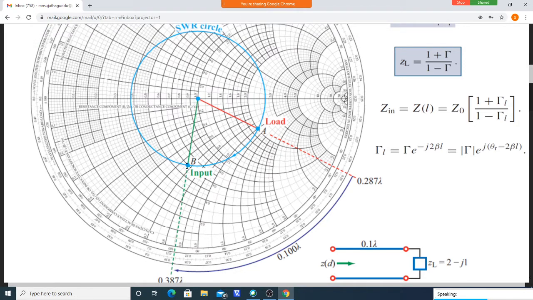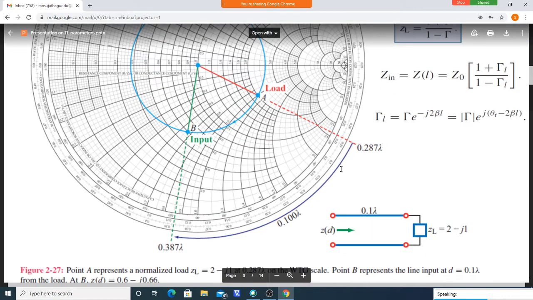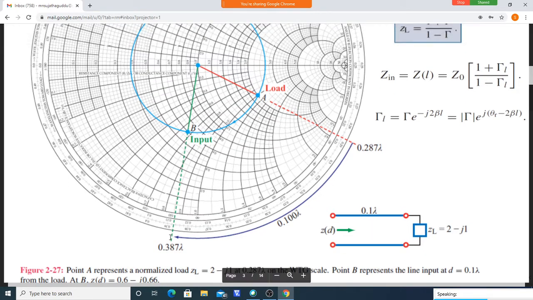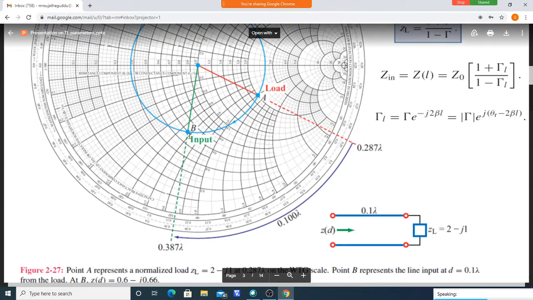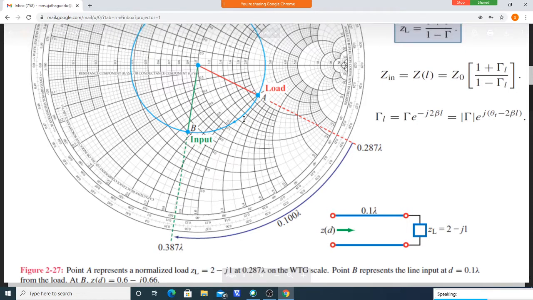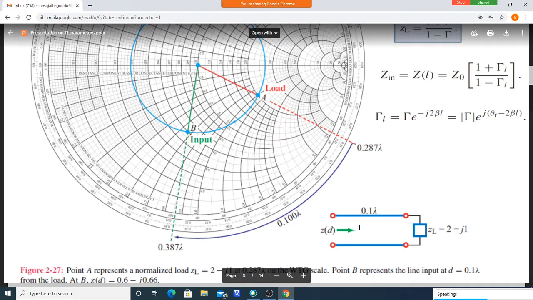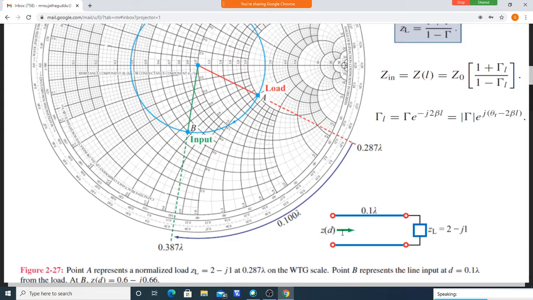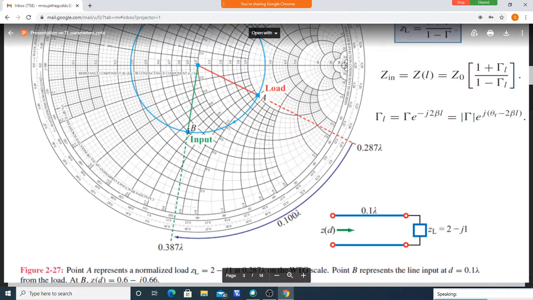What we did, from here we moved a distance of 0.1 lambda like this in the clockwise direction. You stopped here. That means 0.1 lambda you traveled. From here you draw a line. It intersects. That means you started from here, moved 0.1 lambda and stopped here. So measure whatever the impedance here. That gives the input impedance. Whatever the impedance here.